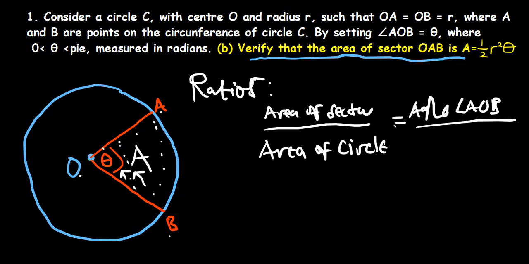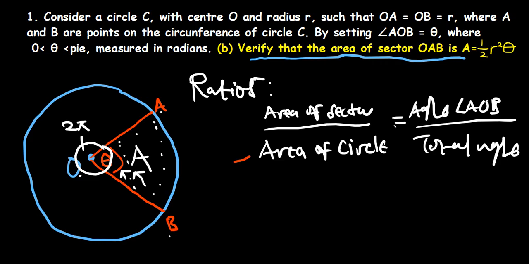The total angle around this center, in radians, will just be 2 pi. So from here we just have to know the area of the circle, since we have this and we have that. What's the formula for the area of the circle? We learned in grade 12 that the area of the circle is given by pi r squared. So where there's the area of the circle, we're going to replace it with this.